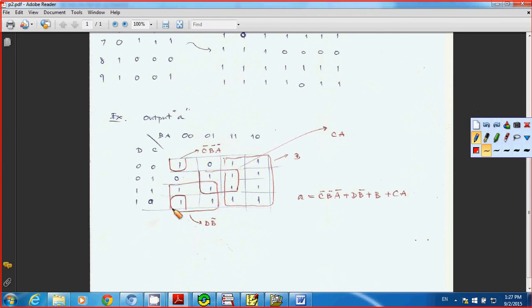Next, for this rectangle, you move from the top to the bottom. You can see that D doesn't change, but C changed, so you keep D here. Now from the left to the right, you have B still being 0, right? But A had changed from 0 to 1, so that's why you keep B, but it has to be B bar because B is 0 here.